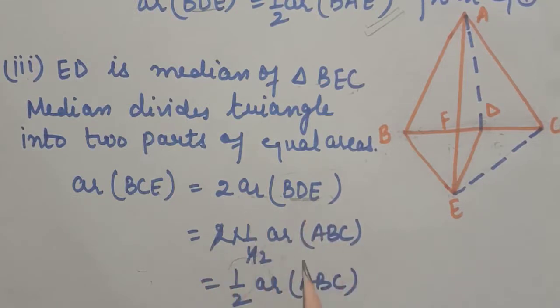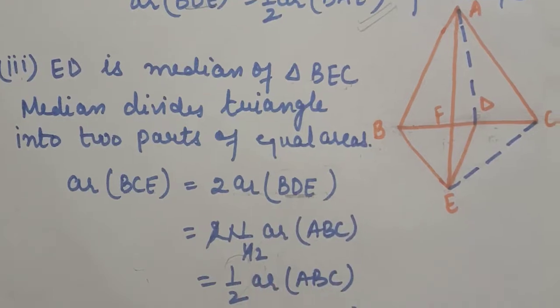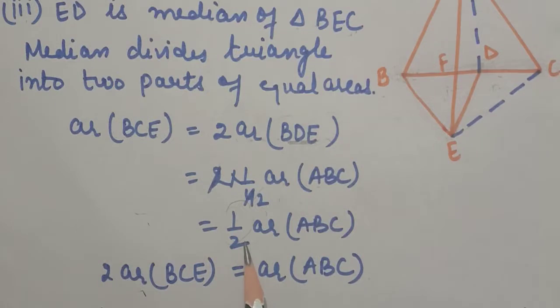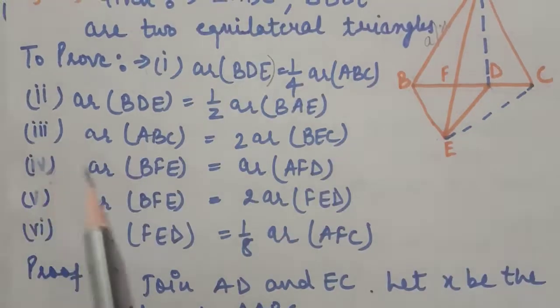2 cuts with this 2, and now half of the area of ABC is here. Now we will shift this 2 to the other side. Here it is in division, on the other side it will be in multiplication. So double the area of BEC is equal to the area of triangle ABC. This is our third part also proved. Now we will switch to the fourth part. So students, this is our fourth part.